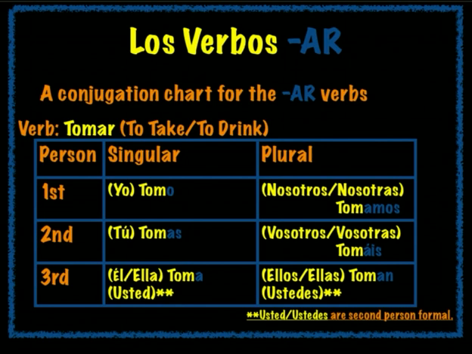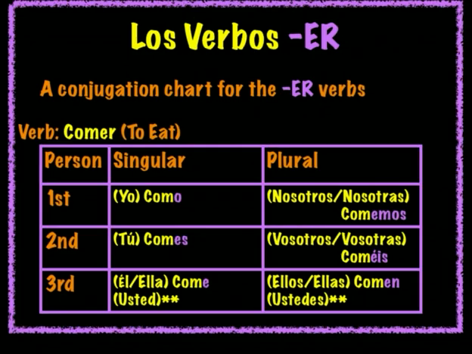Okay, let's move on. Now we have the ER verbs, los verbos ER. Here's a chart for the ER verbs. We're going to use the verb comer, which means to eat. First person singular, yo como. Second person singular, tú comes. Third person singular, él, ella, usted come.